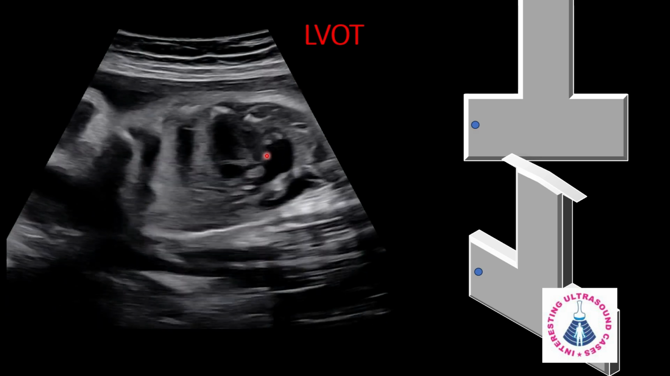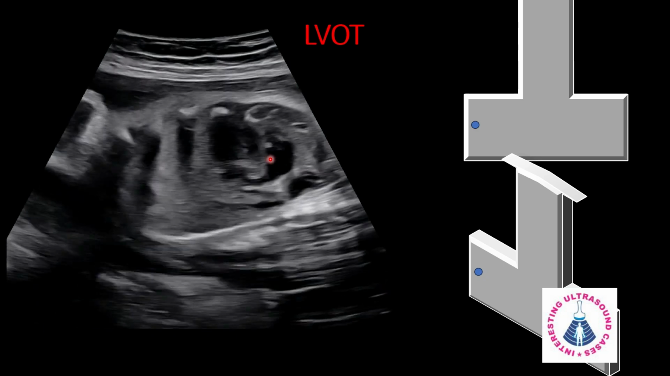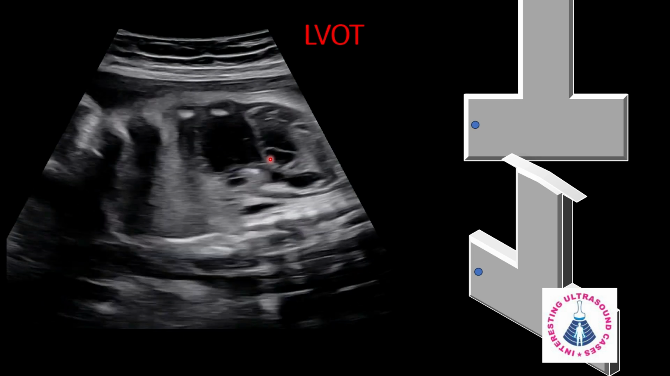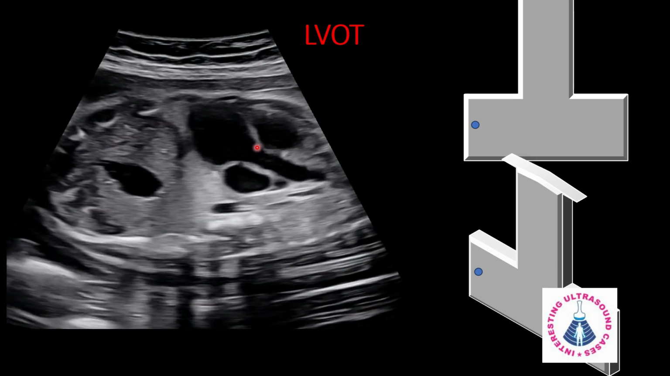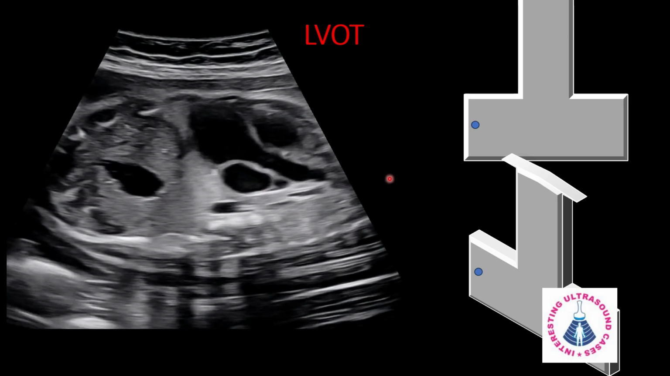Above the level of insertion of the aortic valve, we may be seeing a small defect, that is coronary artery origin. We should not mistake that for VSD. We should see the defect below the level of aortic valve insertion.